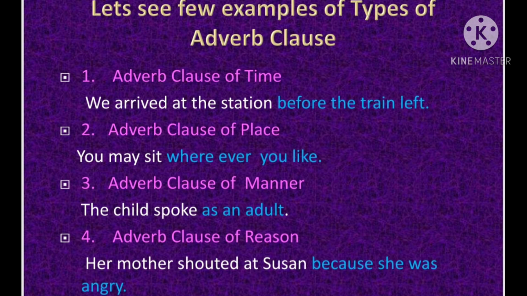Fourth type, adverb clause of reason. Her mother shouted at Susan because she was angry. Her mother shouted at Susan, main clause; because she was angry, subordinate adverb clause of reason. Because is the subordinator and it is modifying the verb shouted in the main clause.